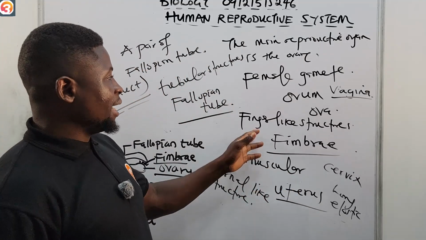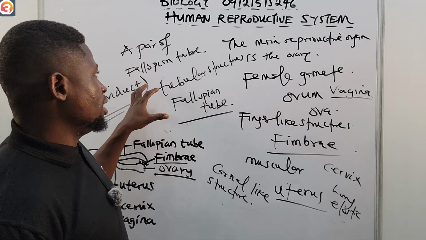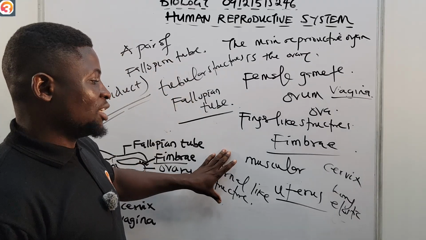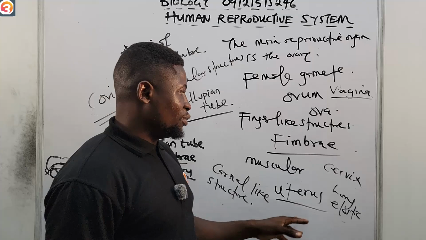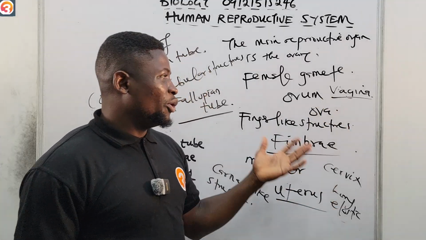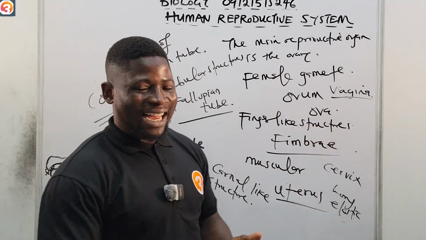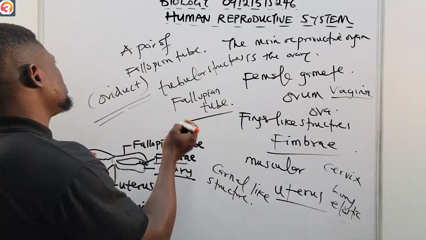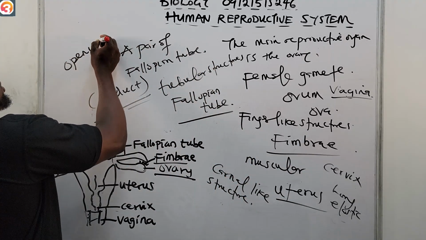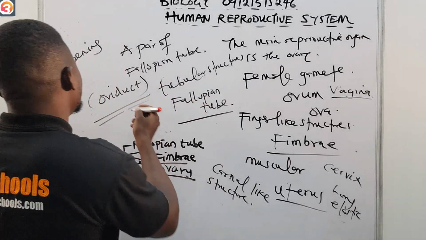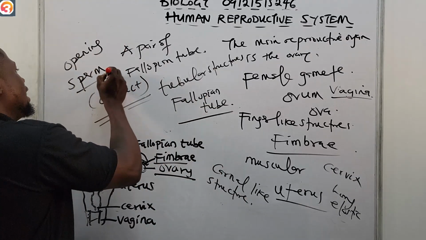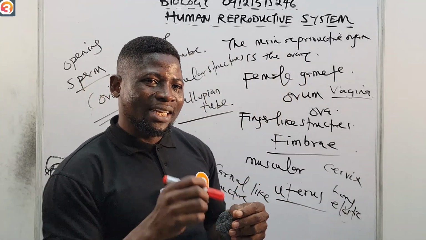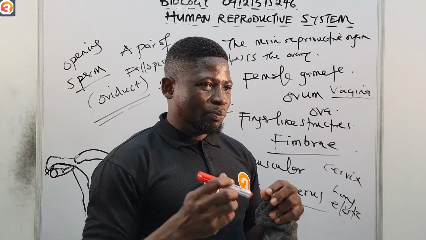So from the fimbriae leading to the oviduct or the fallopian tube, then from the fallopian tube getting to the uterus, from the uterus to a tubular, long, elastic structure known as the vagina. The vagina is the opening. It is the part that welcomes the sperm. When the sperm is introduced, it is introduced through the vagina.